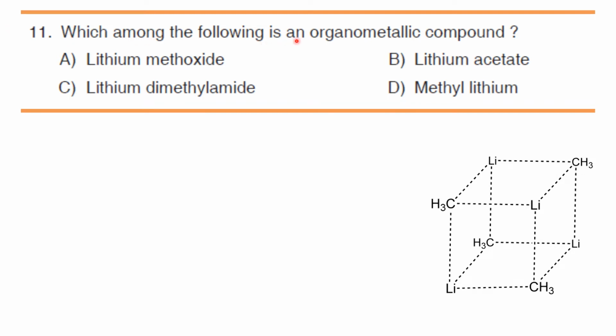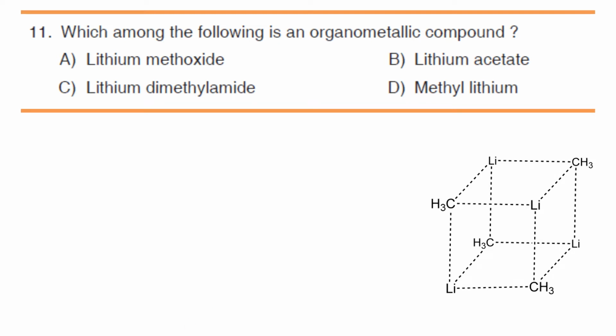Which among the following is an organometallic compound? A. Lithium methoxide, B. Lithium acetate, C. Lithium dimethylamide, D. Methyl lithium. So for that we have to understand something regarding organometallic compound. The basic criterion of a compound to be an organometallic compound is that it should possess a metal carbon bond.